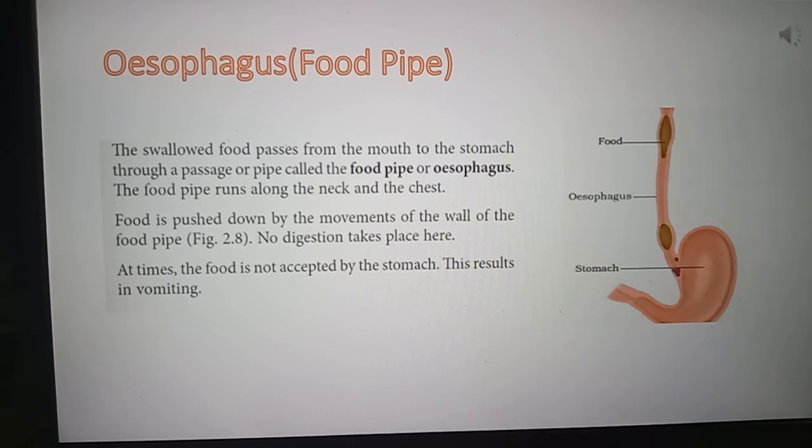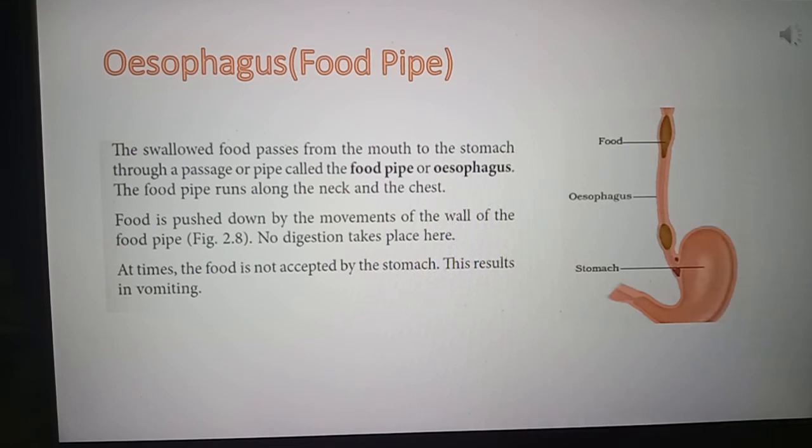Our food is moving through the esophagus to the stomach. Now this food pipe, that is the esophagus, runs along the neck and the chest. These are the two regions along which the esophagus runs. The food is pushed down by the movement of the wall of the food pipe. And here I want to discuss a very important thing: no digestion takes place here. It only acts like a passage. It allows the swallowed food from the mouth to move into the stomach.